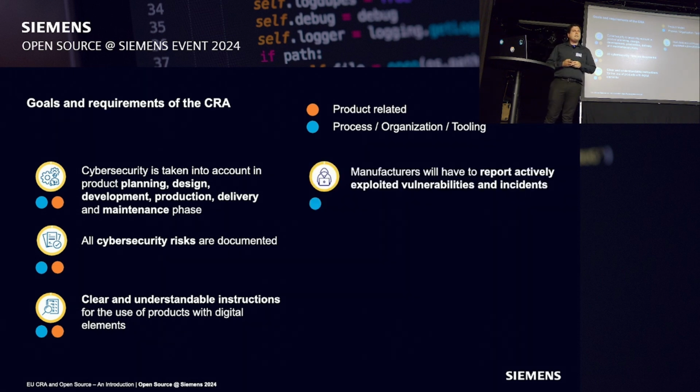Vulnerability handling is a process requirement. First of all, you need to check for vulnerabilities, and if you know that your products, or the components inside your products, have known exploitable vulnerabilities, you are not allowed to release. And you have an obligation to report exploited vulnerabilities and incidents.